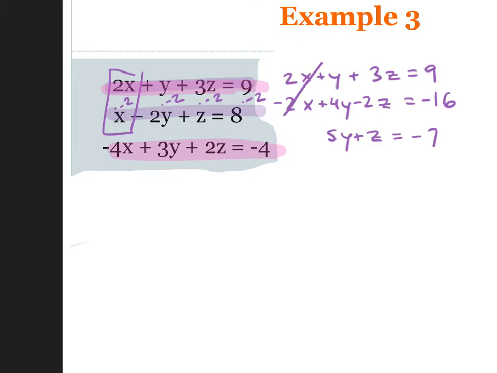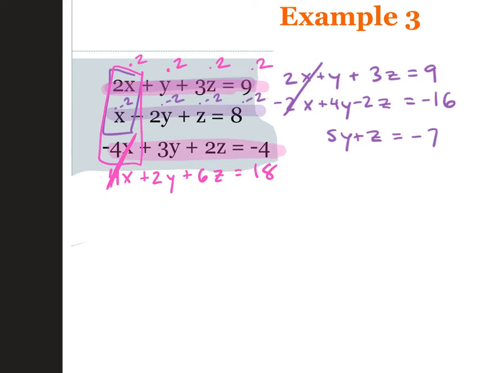What do we have to multiply by which equation to get our x's to cancel? Because remember, we canceled out our x's to start, so we still have to cancel out our x's again. 2. Perfect. So we're multiplying everything in our first equation by 2. So that'll give us 4x plus 2y plus 6z is equal to 18.